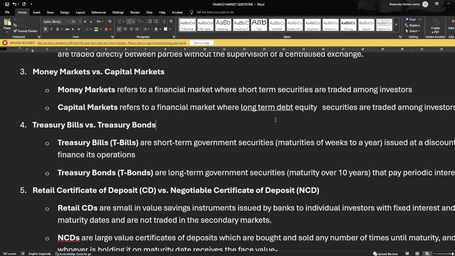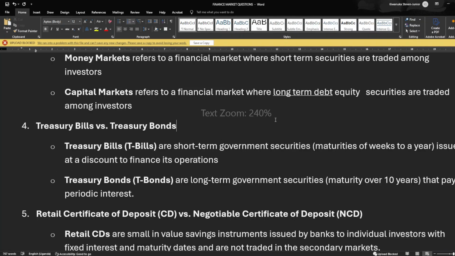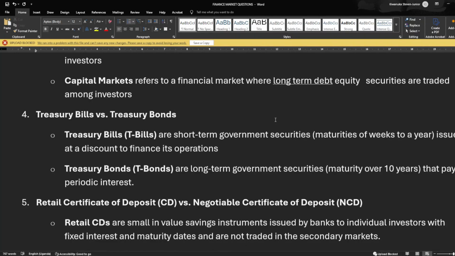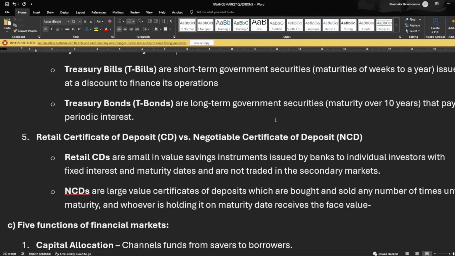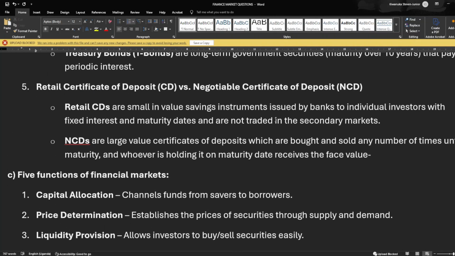Then we have treasury bonds. They are long-term government securities that pay periodic interest. Treasury bonds are long-term government securities. When we say long-term, we mean maturity of about 10 years, and they pay periodic interest. Differentiate between these two.